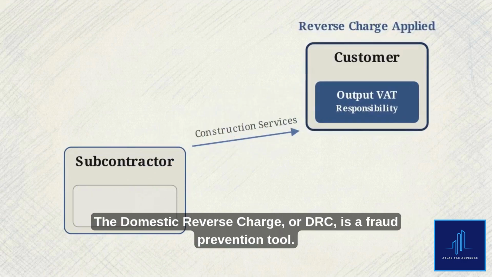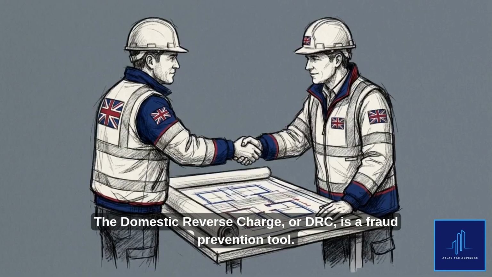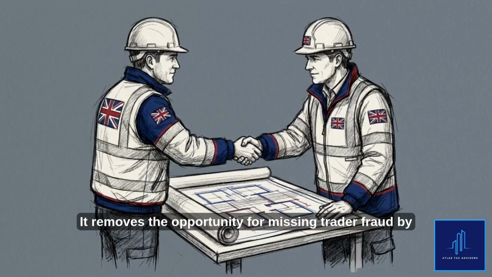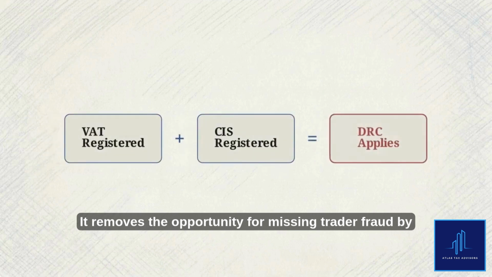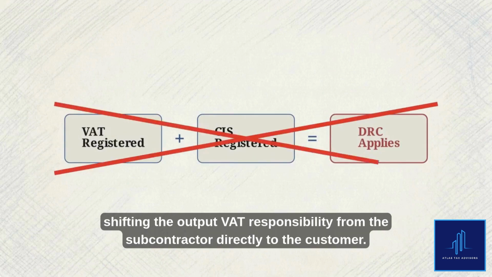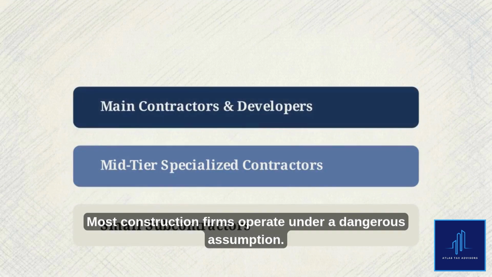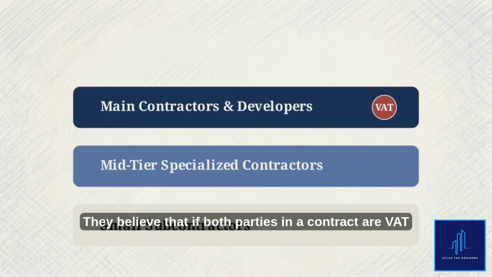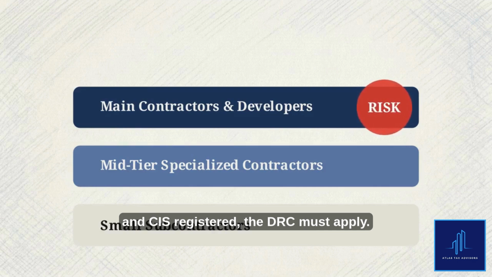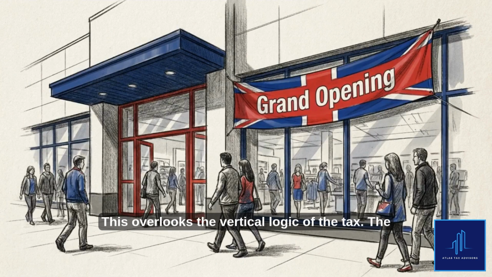The Domestic Reverse Charge, or DRC, is a fraud prevention tool. It removes the opportunity for missing trader fraud by shifting the output VAT responsibility from the subcontractor directly to the customer. Most construction firms operate under a dangerous assumption. They believe that if both parties in a contract are VAT and CIS registered, the DRC must apply. This overlooks the vertical logic of the tax.